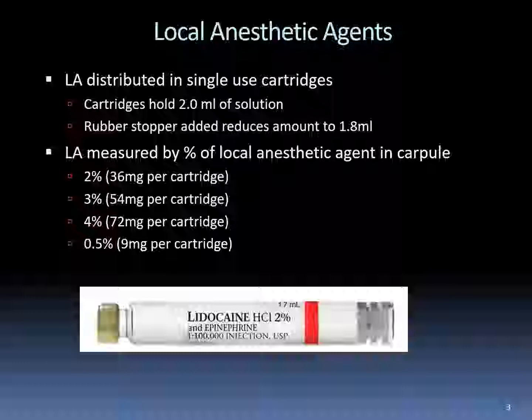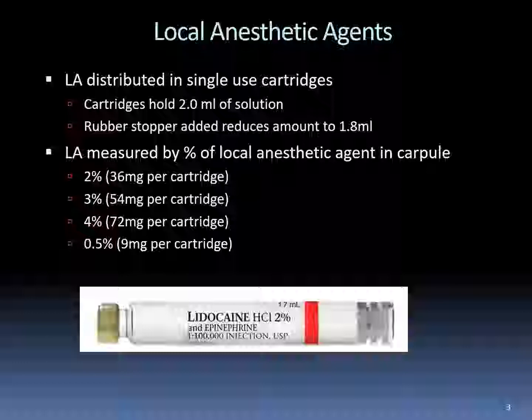The local anesthetic is measured in a percentage of local anesthetic agent in each cartridge. A 2% solution will hold 36 milligrams of drug in the cartridge. A 3% will hold 54 milligrams of drug. A 4% will hold 72 milligrams of drug, and a 0.5% will hold 9 milligrams of drug.